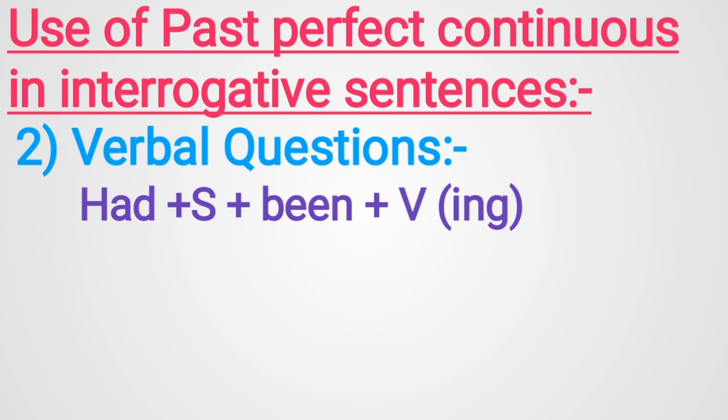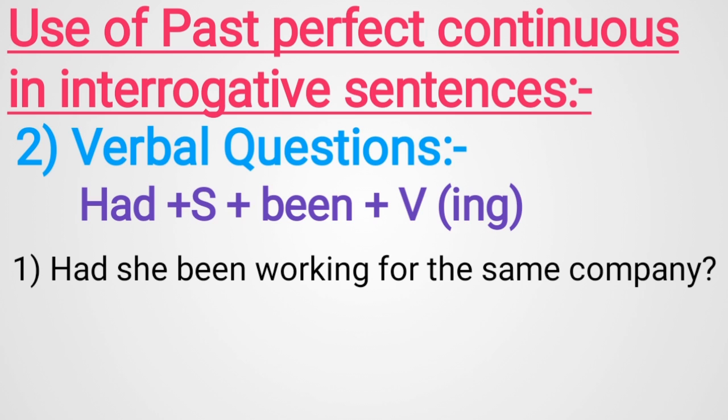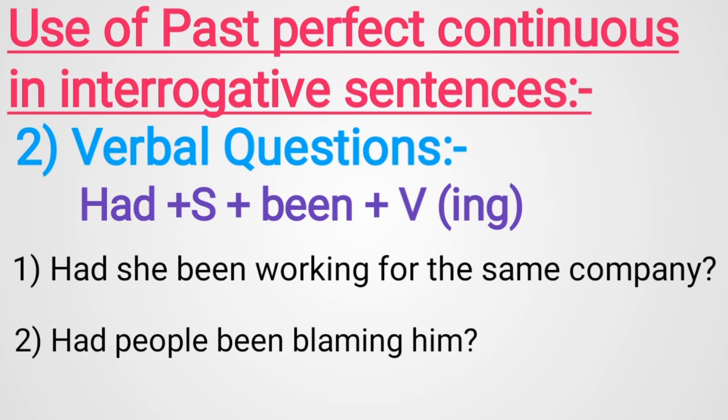Let's have some questions of it. First question, had she been working for the same company? Next question, had people been blaming him? Here, I started both the questions with had, then I placed subject after had, and then been. Means again I placed subjects she and people between had and been. Then verb with ing, meaning working and blaming. So this way, by using the given structure of verbal questions, you can frame proper verbal questions in past perfect continuous tense.